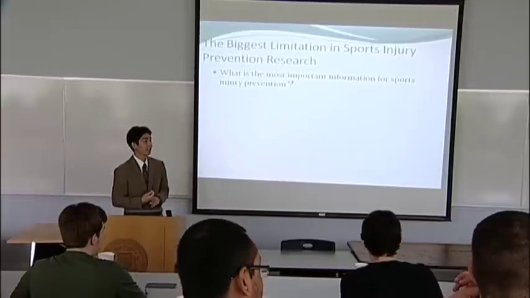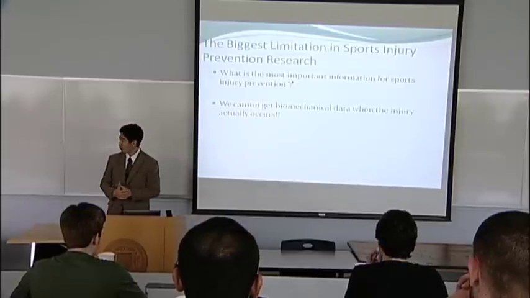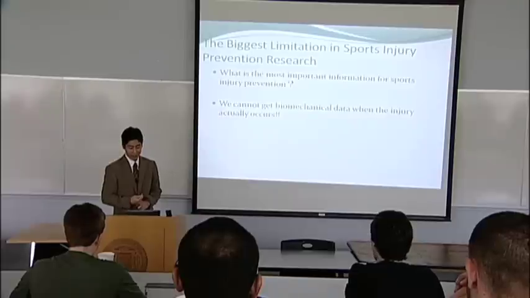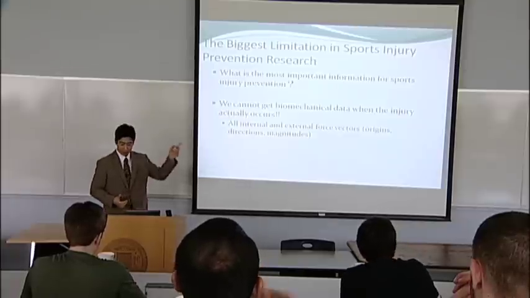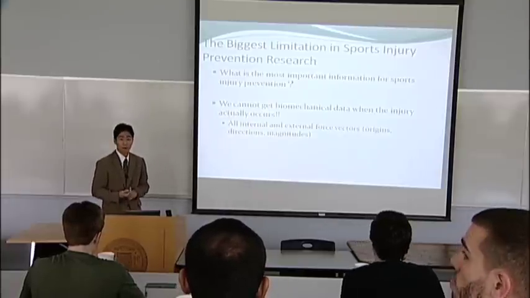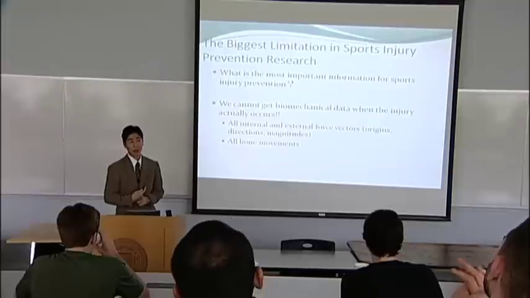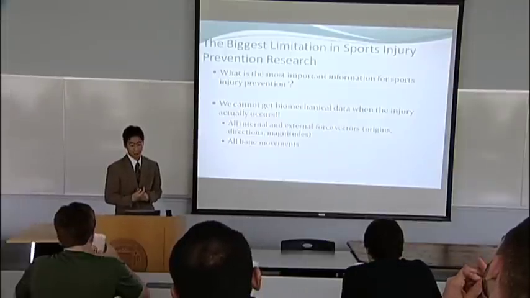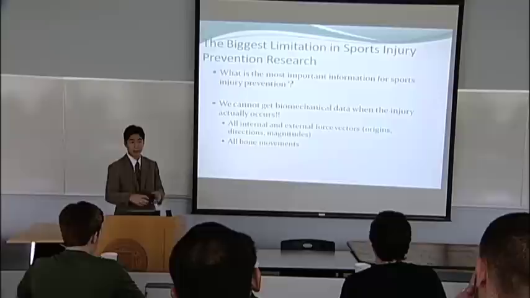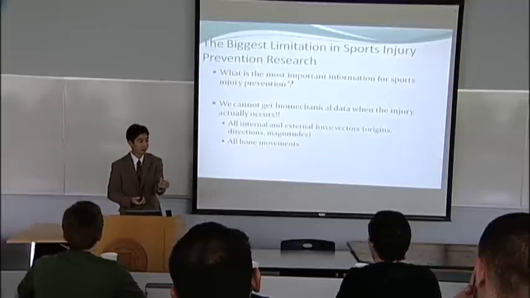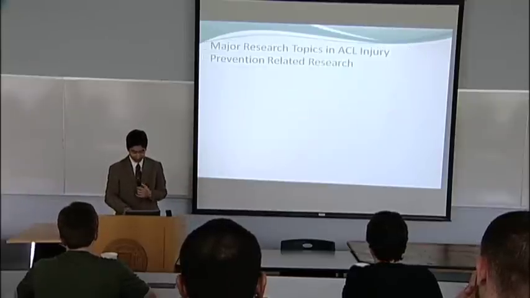Willingly injured athletes. Yeah, that's right. Actually, that's the thing. We cannot get biomechanical data when the real injury actually happens. So in order to understand the mechanism, we have to know all the internal and external forces, and also all the bone motions during actual injuries. It is really difficult to put somebody in the lab, make them get injured, and get all the muscle force, ligament force, and contact force, those kinds of information. Yeah, probably it's impossible, at least in the United States.